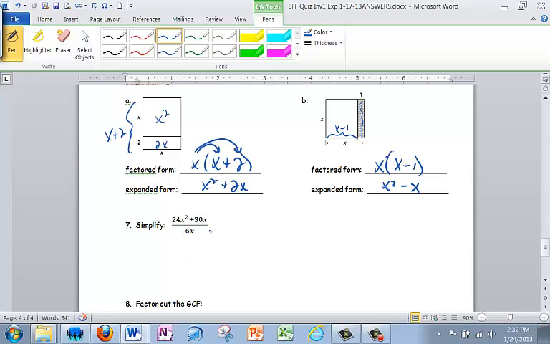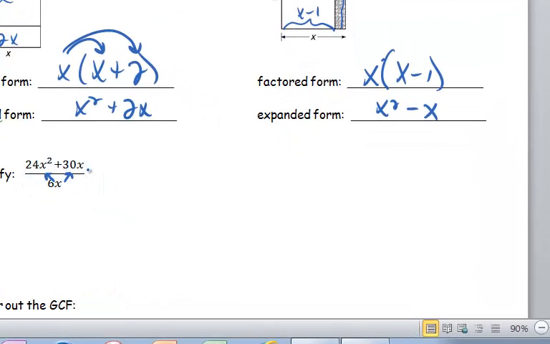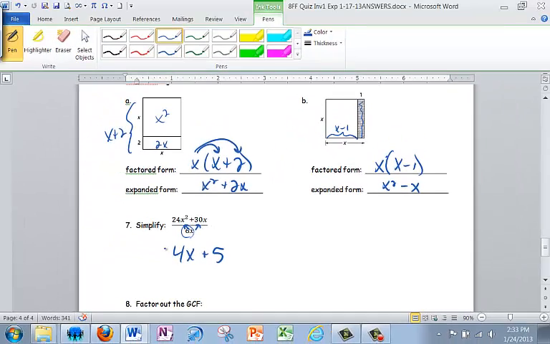So for simplified, this is a lot like distribution if you think about it, because you're going to distribute this division of 6x to both of these. So 24x squared divided by 6x is 4x. 30x divided by 6x is 5. Now, because you have it given here in the original problem, you don't write it on the outside. They just said, please divide.